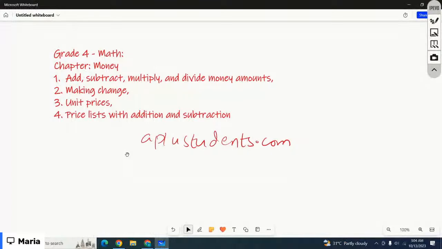So you can find all the lessons on aplusstudents.com. You have to log in there using your email address and password provided by the administrator. Then you have to select math from the subject tab. Scroll down to grade 4. Can you guys hear me? Just write a yes in the chat box.